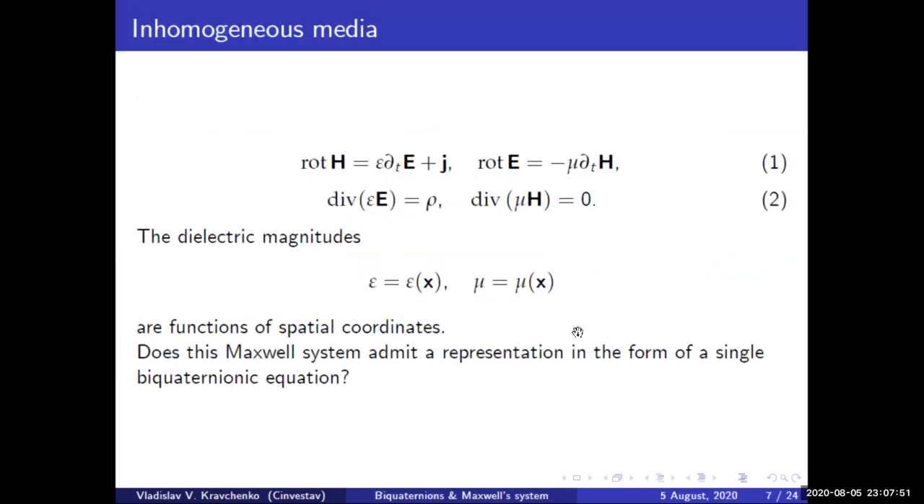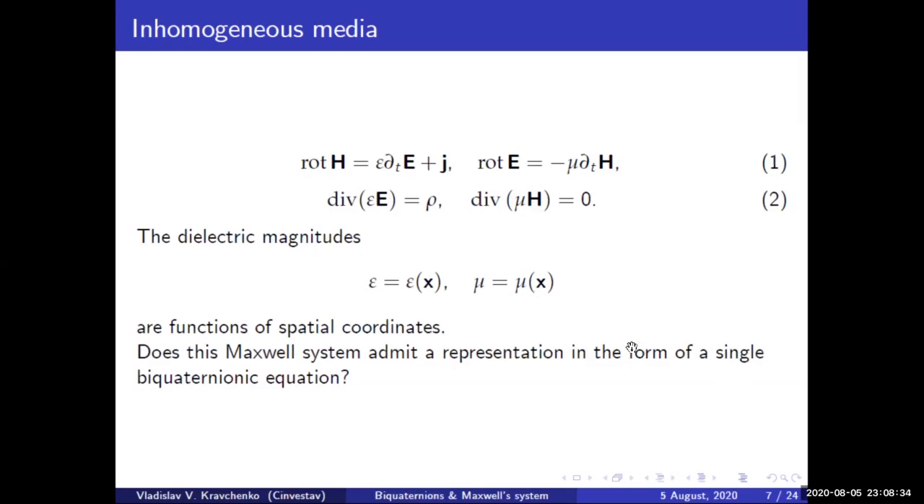But the second question is the following: what happens if the medium is non-homogeneous? So now epsilon and mu are functions of coordinates x1, x2, and x3. And so this is the Maxwell system in this case. And the question is if it admits a representation in the form of a single biquaternionic equation.